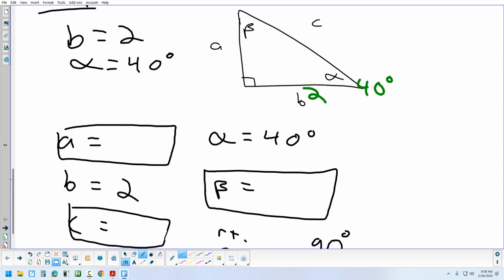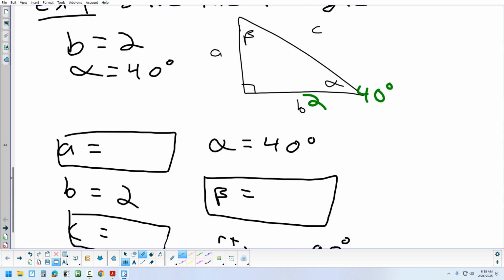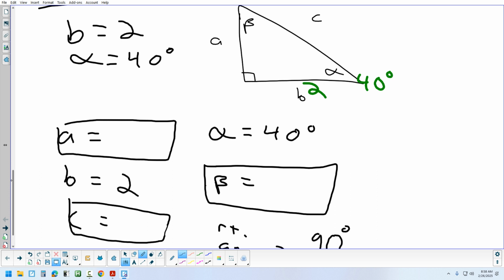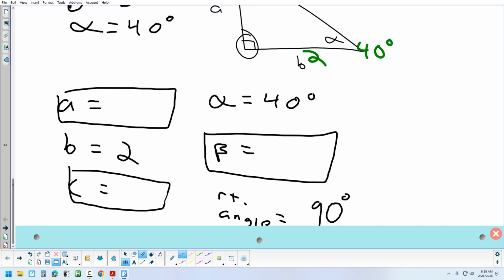All right. Now, the way we're going to solve this problem, we can find anything that we want first. When you don't have a 90-degree angle, then things get a little different. Okay, so we'll talk about that in 2 weeks. But when you do have a 90, you can find anything you want first. What do you think would be the easiest thing to get first here?